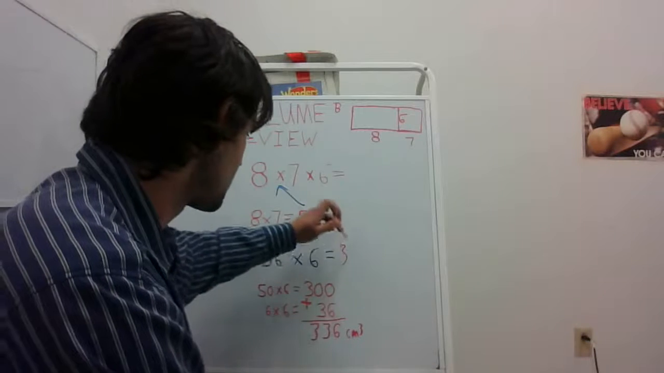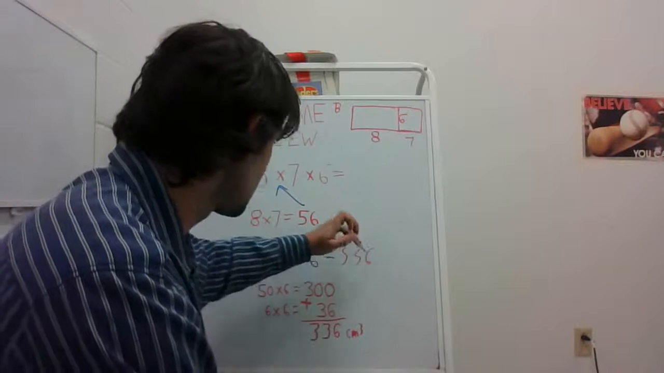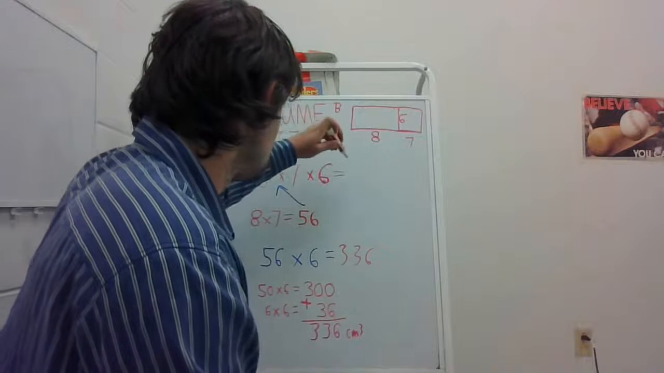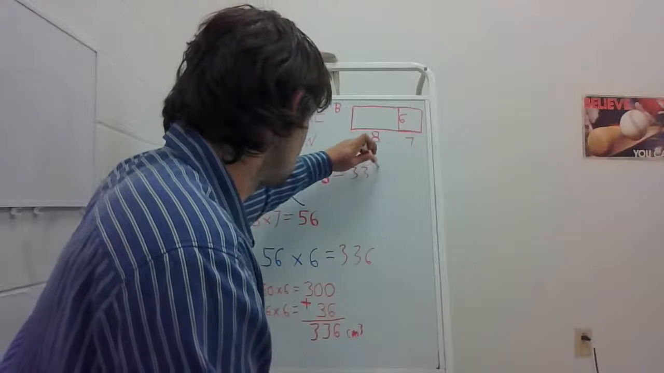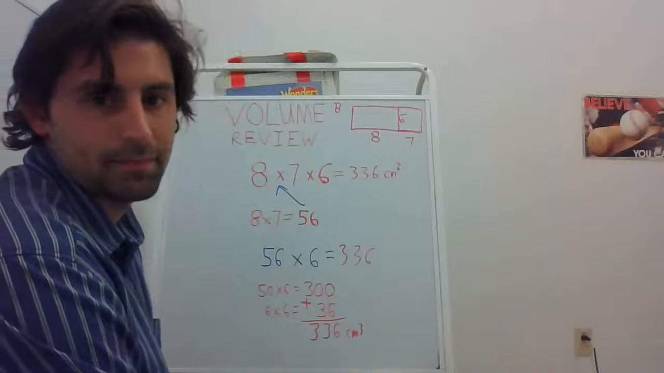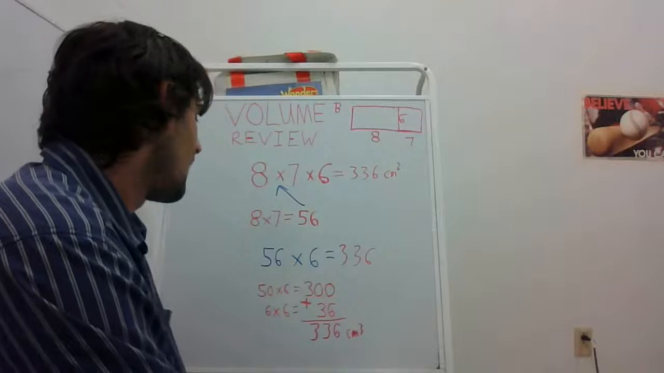So 56 times 6 equals 336. So 8 times 7 times 6 equals 336 centimeters cubed. And we have our answer. I'm going to do one more.